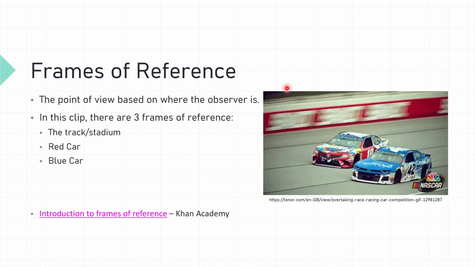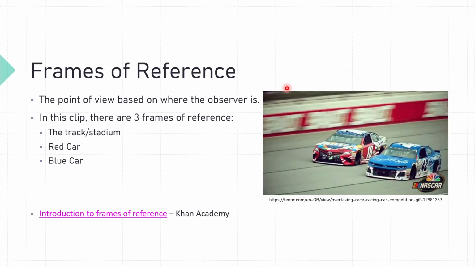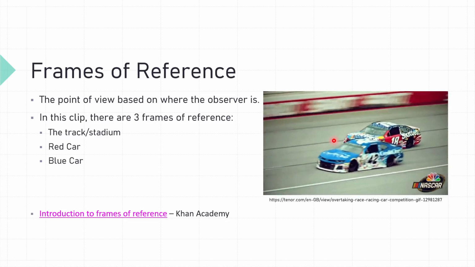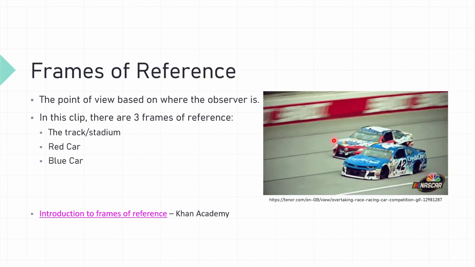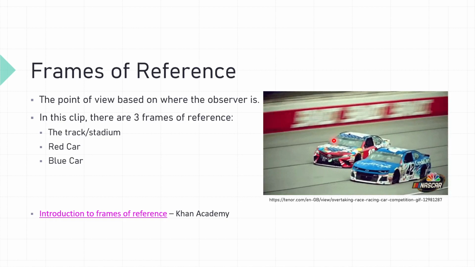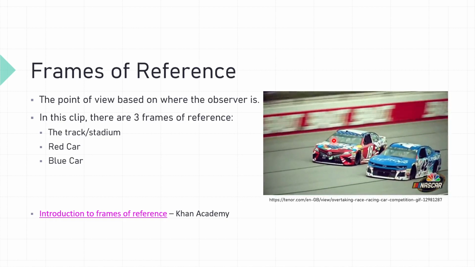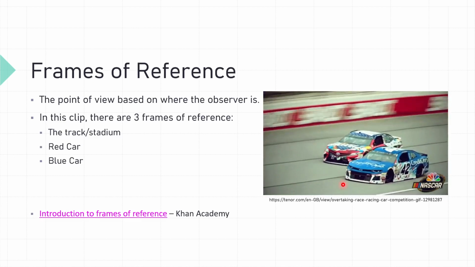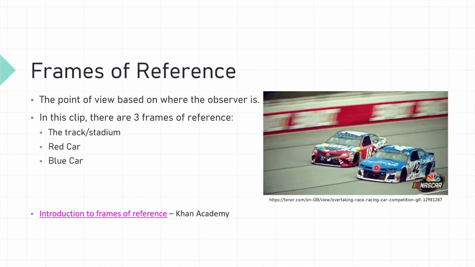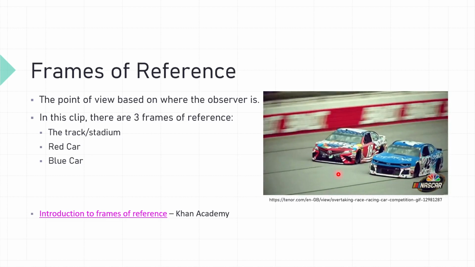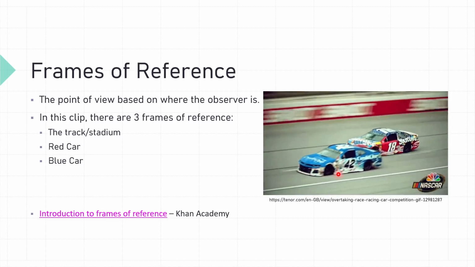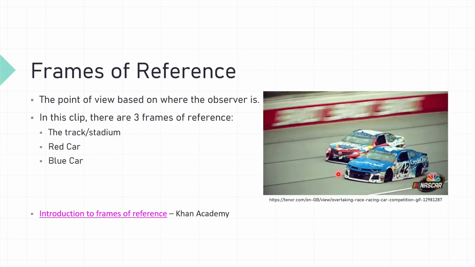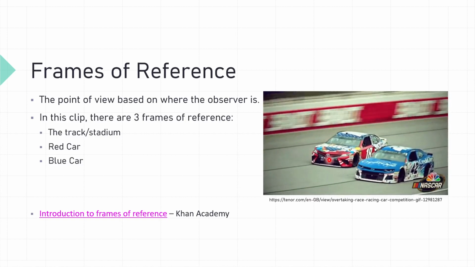But we can also take measurements from the two individual cars as well. So for example, the red car here, if you're sitting in there, from that frame of reference, you could say that the red car itself actually isn't moving because you're moving with the car. What you may observe is, say, this blue car moving forwards and overtaking the red car. You may also observe that the stadium and the road is traveling backwards from your frame of reference.